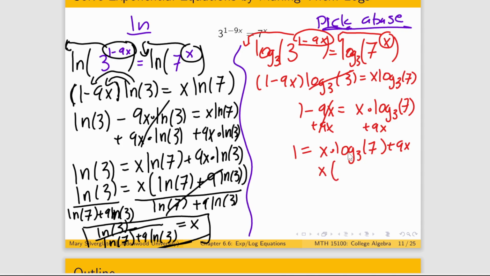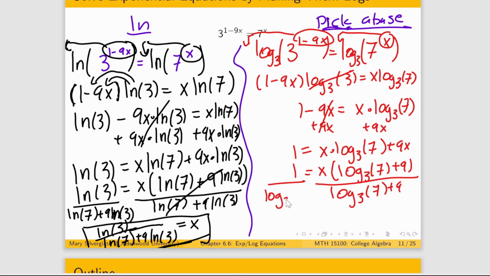For the first term, x times log base 3 of 7 divided by x leaves me with log base 3 of 7. 9x divided by x leaves me with 9. And then I still have x times something gross, although I'd argue a little bit less gross than the thing we had before. So I can still divide by that thing, and that's log base 3 of 7 plus 9. So as my final answer, I have 1 over log base 3 of 7 plus 9 is equal to x.